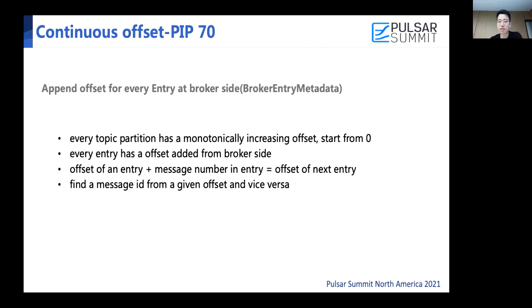Each topic partition has a monotonically increasing offset starting from 0, which means the offset of the first entry in this partition is 0, and the offset of one entry plus the number of messages in this entry is the offset of the next entry. The offset is added by the broker, and the broker can find the message ID according to a given offset, and also the broker can find the offset by a given message ID.